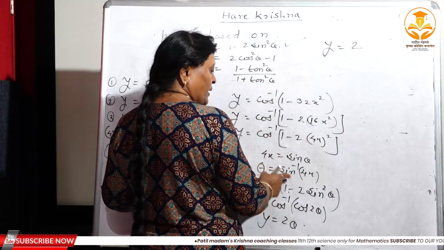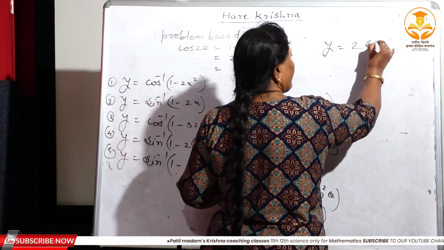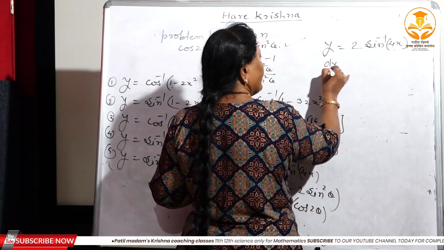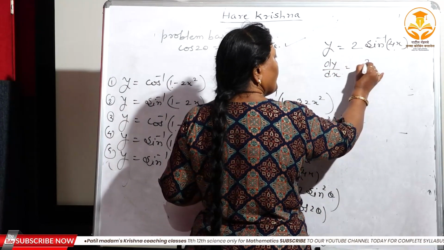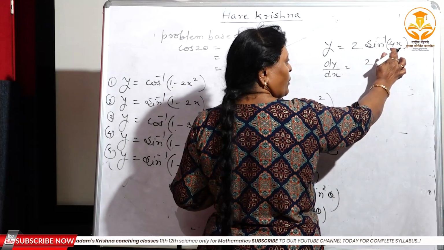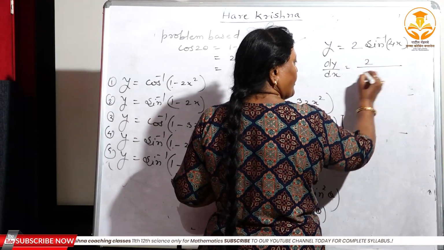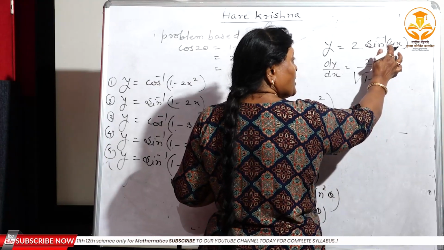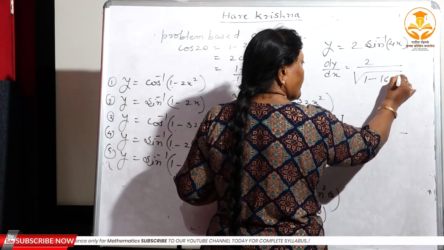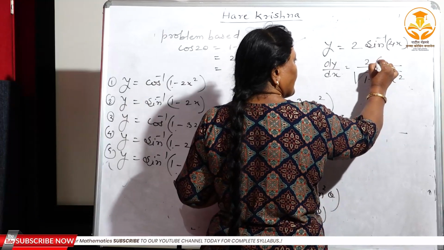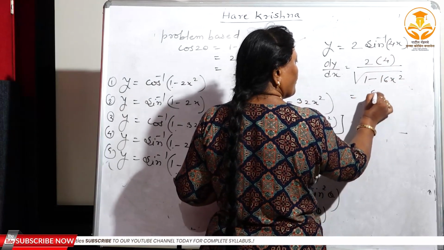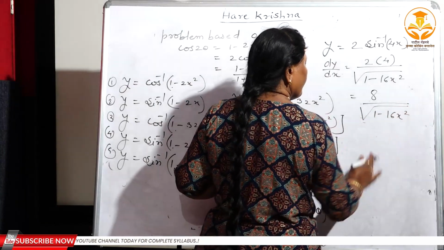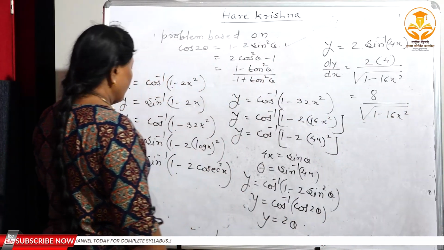Theta is nothing but sin inverse of 4x, right? And here again dy by dx, 2 remains as it is. Apply the chain rule. The derivative of sin inverse u is 1 upon root of 1 minus u square, means 4x square means 16x square. And the derivative of 4x is equal to 4. Therefore here you have got 8 divided by root of 1 minus 16x square, right? This is about the third one.